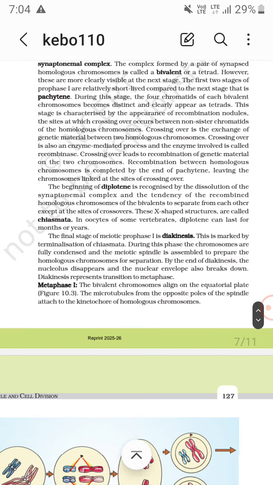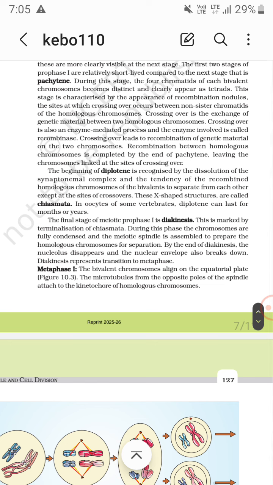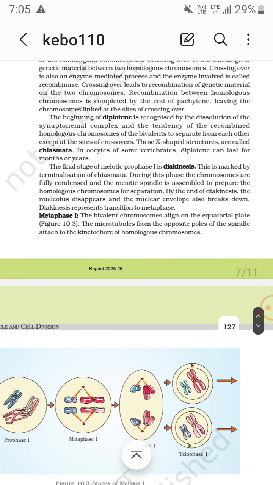And then the fourth stage is diplotene. The beginning of diplotene is recognized by dissolution of the synaptonemal complex formed during the zygotene, and the tendency of the recombinant homologous chromosomes of the bivalents to separate from each other except at the sites of crossing over, that is formation of the chiasmata in the diplotene. And just remember, in oocytes of some vertebrates, diplotene can last for months or years.